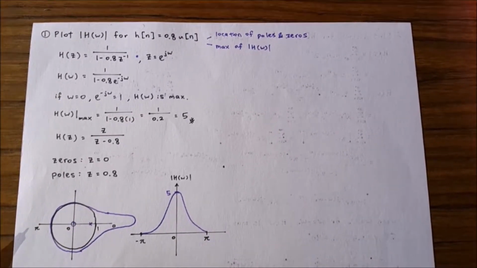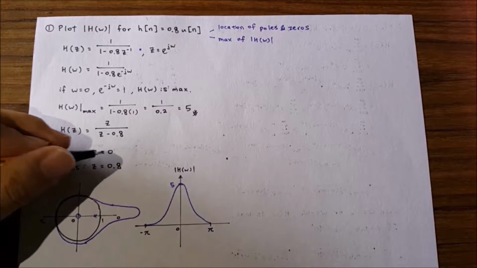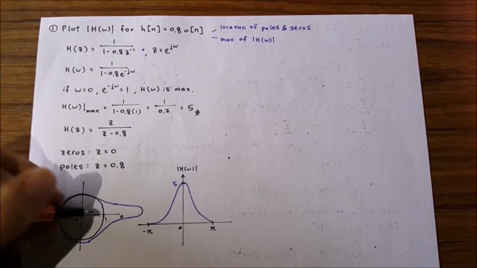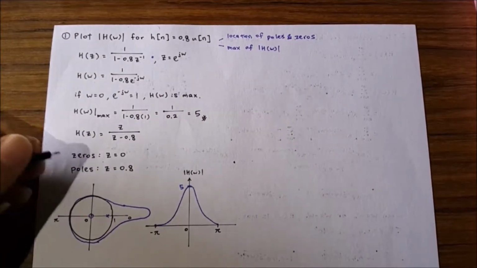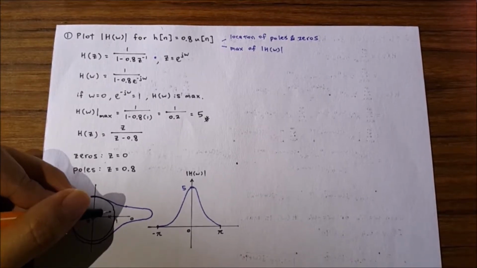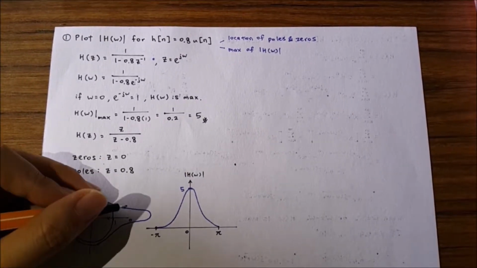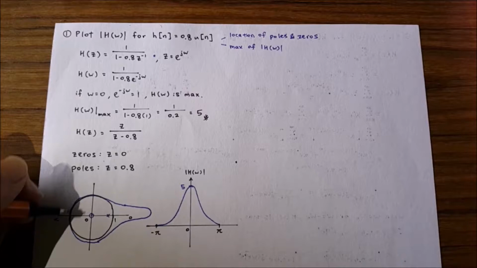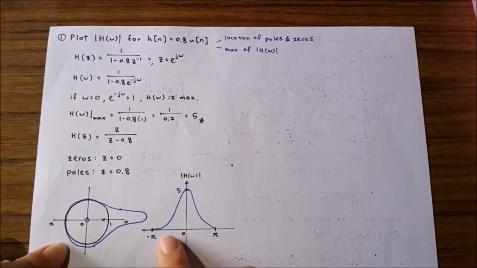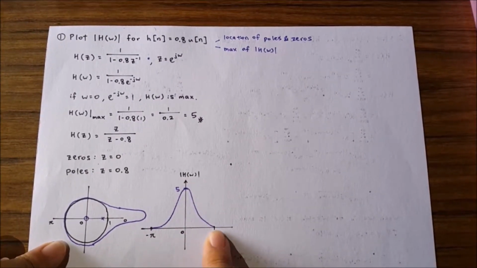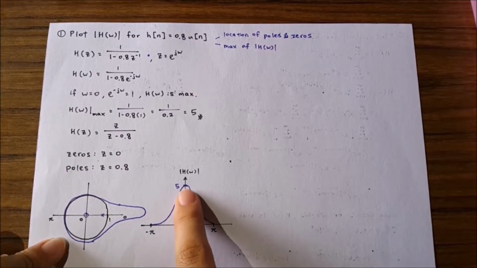And we can start to draw our graph. Zero at z equals 0 here, and pole here. When the pole approaches 1, my amplitude of H omega will increase, you see. When I open it, it will become like this, and my maximum will be 5.